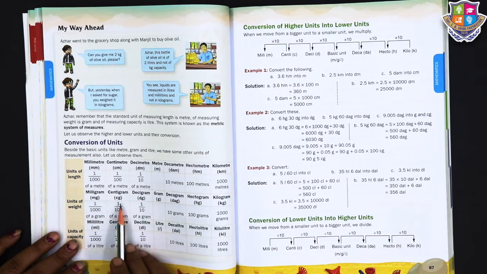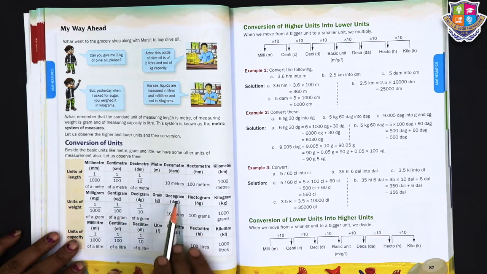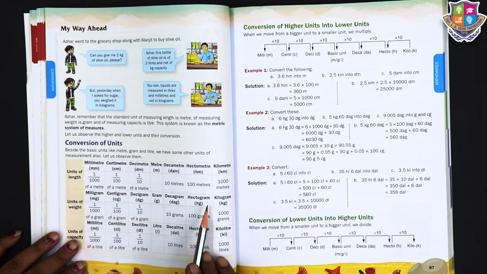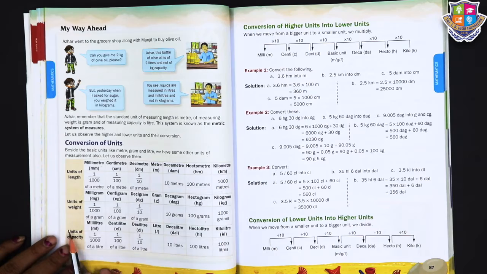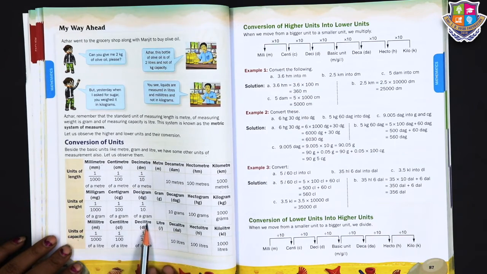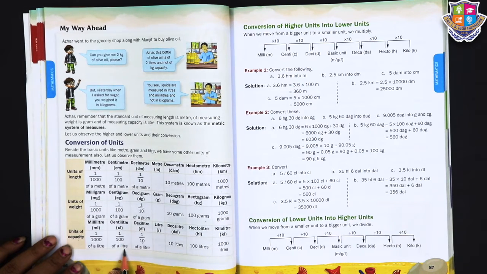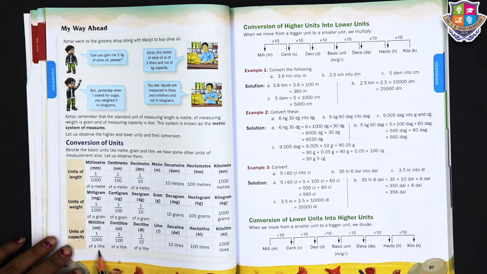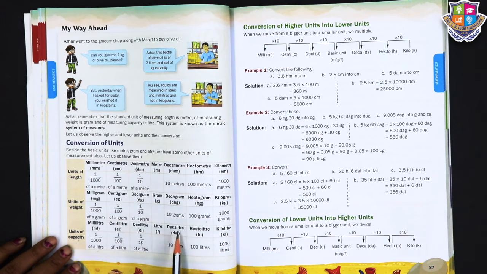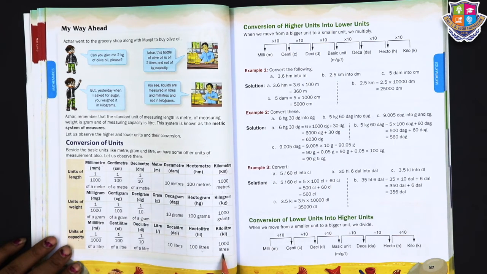What about milligram, centigram, decigram? Again 1 upon 1000, 1 upon 100 and 1 upon 10, and here decagram is 10 gram, hectogram is 100 gram, and kilogram is 1000 gram. Again about capacity, it is in liter. So on the left side, deciliter is dl, 1 upon 10 of a liter. Then centiliter is 1 upon 100 of a liter, and milliliter is 1 upon 1000 of a liter. Then decaliter is 10 liters. Hectoliter is equal to 100 liters, and kiloliter is equal to 1000 liters.